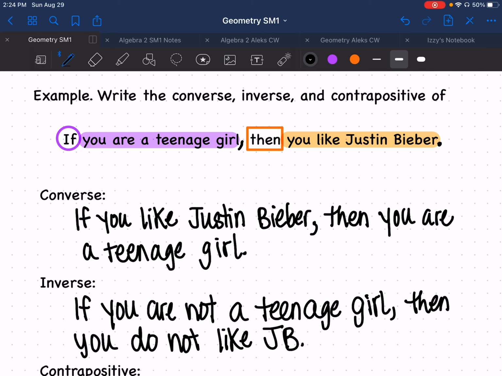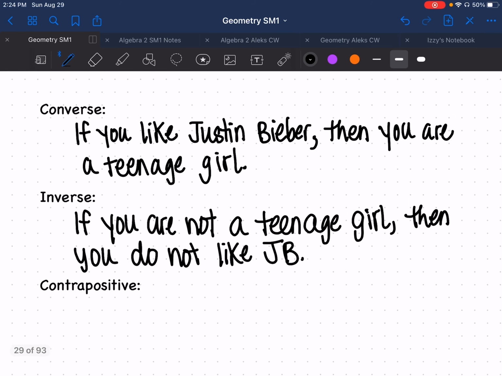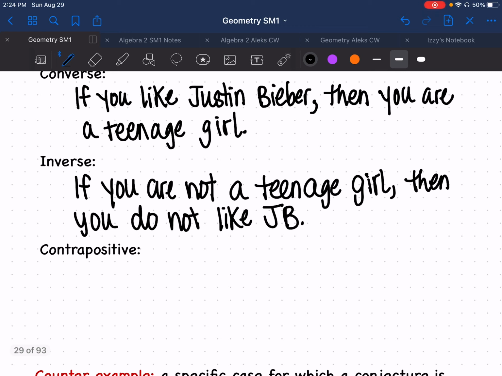The nicer sounding way to say it is, then you do not like Justin Bieber. Okay. And of course, if you would rather write contractions, if you don't like Justin Bieber, then that's fine. If you aren't a teenage girl, that's perfectly fine. Okay. All right, last one, the contrapositive.